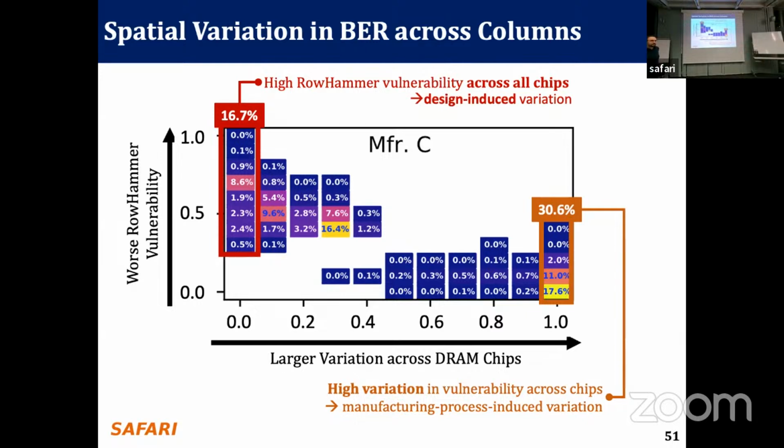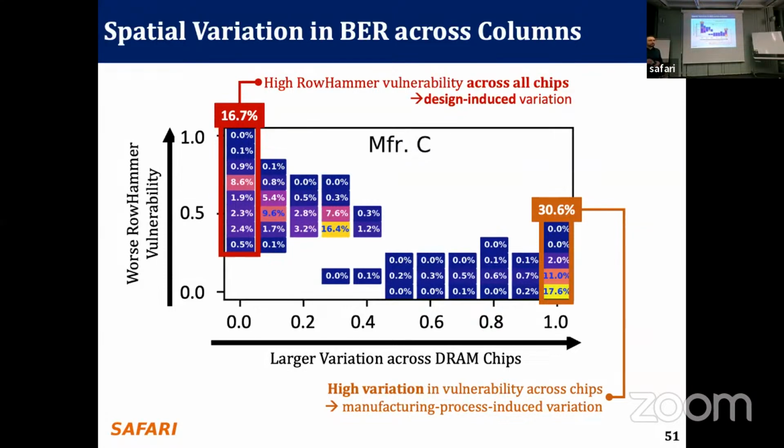I think it's fascinating, basically, to have some columns that are commonly highly vulnerable, and some other things that are not vulnerable. It's kind of expected, but it's interesting to see that in real chips. And these are columns, not rows. Yes, when we look at the bit error rate in a column, we aggregate the bit flips in all rows for that column.